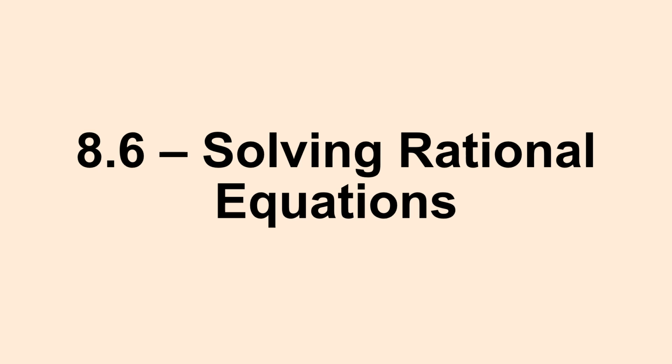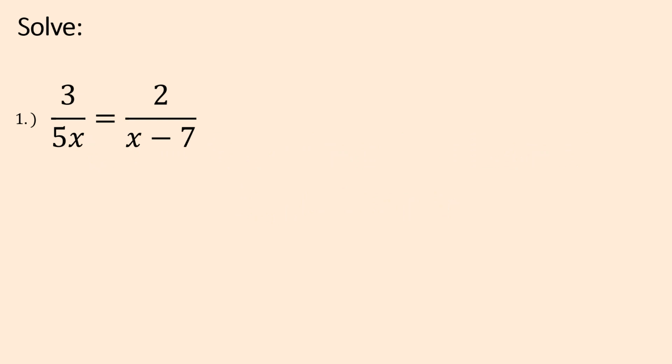Section 8.6, Solving Rational Equations. This is the last section in Chapter 8. So here's a type of rational equation that you've had to solve before. We have one fraction equal to another fraction, and when it's set up like this, you can just cross multiply.